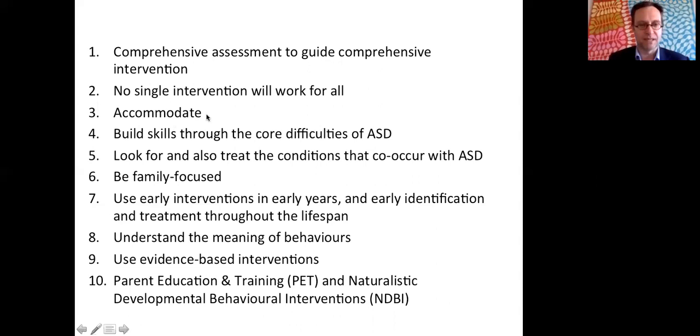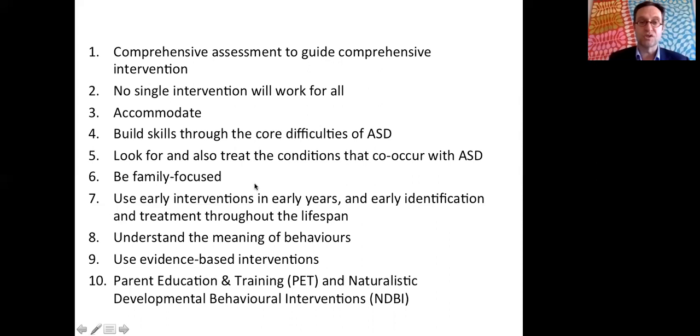But we are also going to build skills through the core difficulties of autism. And as I just said, there's a whole world of interventions that have opened up that can help us build skills through the core deficits of autism. We're also going to look for and treat the conditions that co-occur with autism. Do you remember how I said neurodevelopmental disorders co-occur with one another, with physical health problems, with mental health problems? And so we're going to look for and treat those things because they might be just as important to treat as the autism itself. Number six, we're going to be family focused.